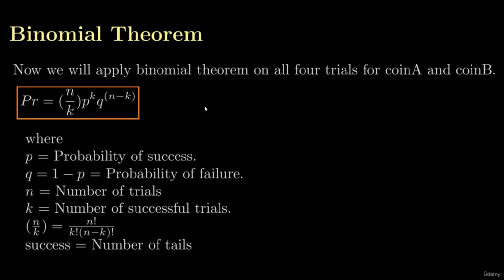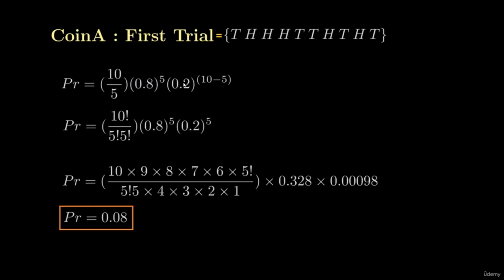Now it's time to apply the binomial theorem inside the expectation step of the EM algorithm. First, we are applying the binomial theorem on the first trial for coin A. In the first trial, we have 5 tails, which is our success, and 5 heads. Therefore, n choose k, where n is 10, which is the total number of experiments.